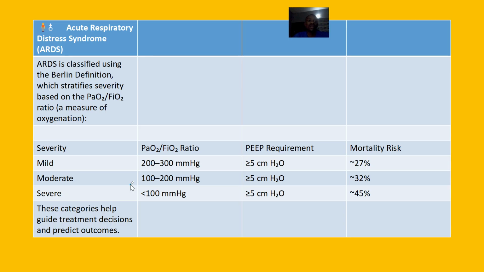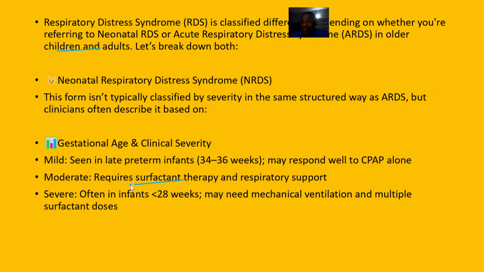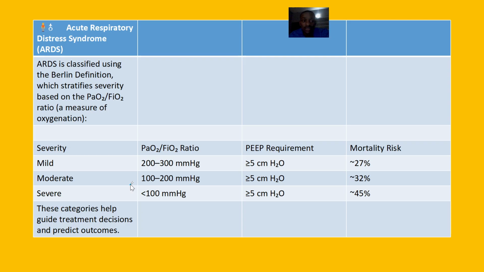For acute respiratory distress syndrome, this is the one that occurs in older children and adults. The classification is based on the Berlin definition, which stratifies severity based on oxygenation, a measure of the total oxygenation you have in the body. That one too can be mild, moderate or severe, and we look at this ratio.